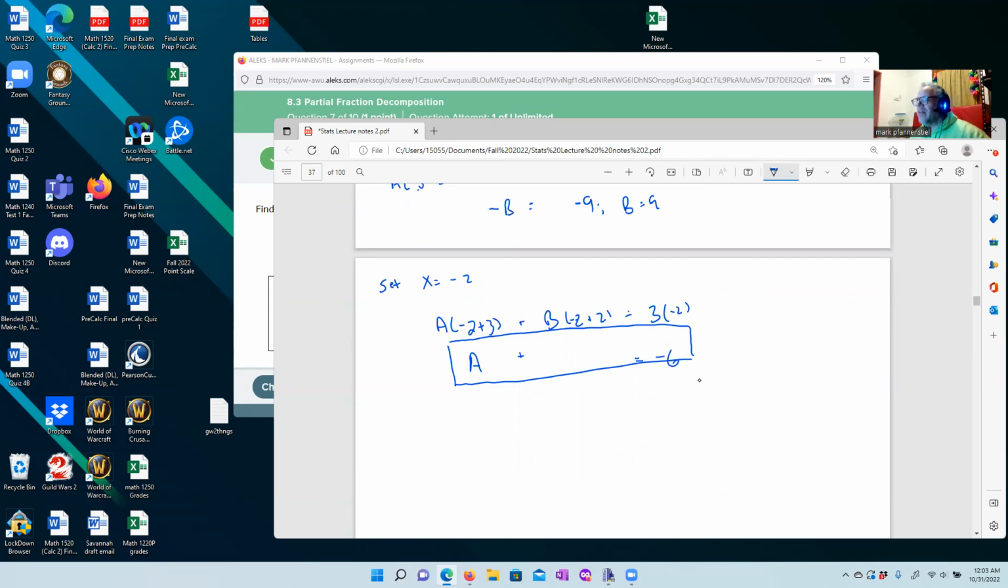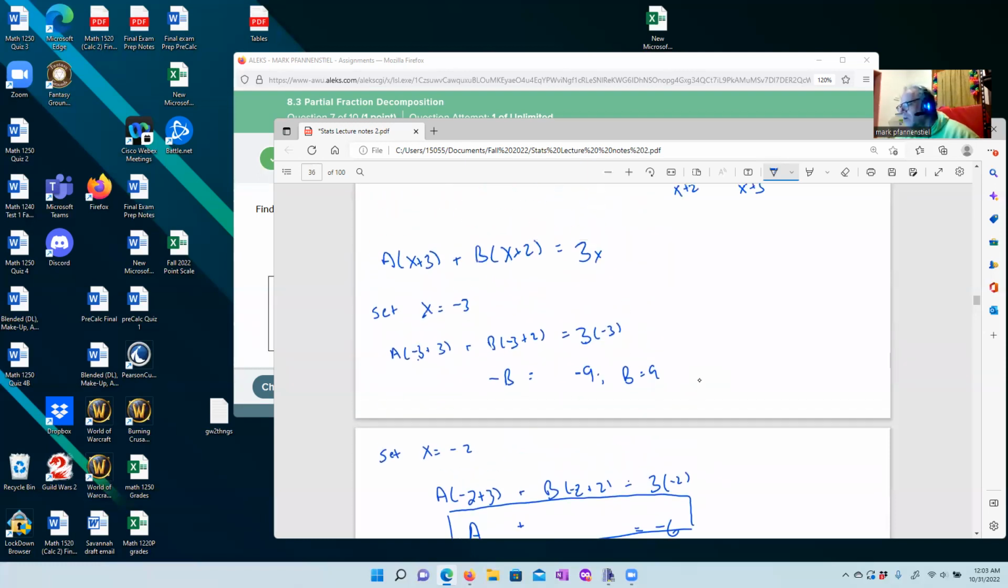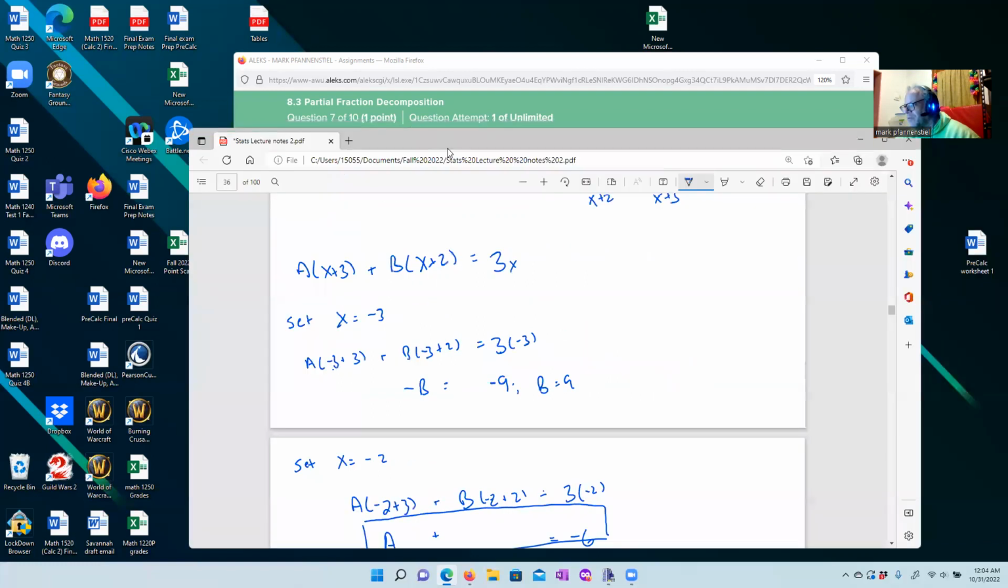Okay, so that's how you do the shortcut method. You just choose the x's on both sides so that one of these terms goes away. You solve for the other one, bada bing, bada boom, and you're all set. So that's how you do the shortcut method, but that's how you would do this problem in both ways.